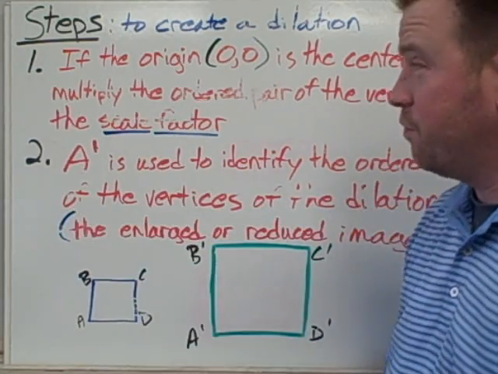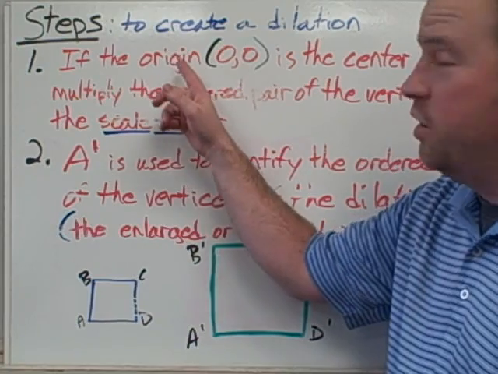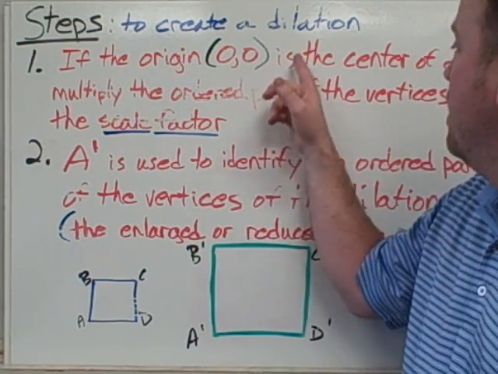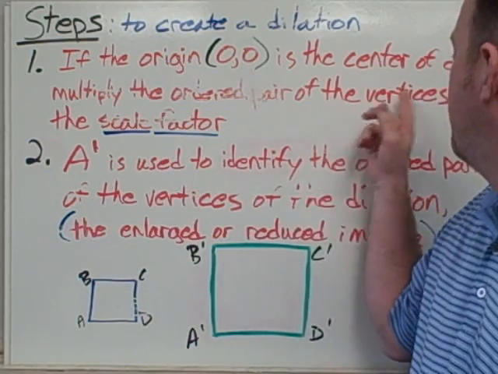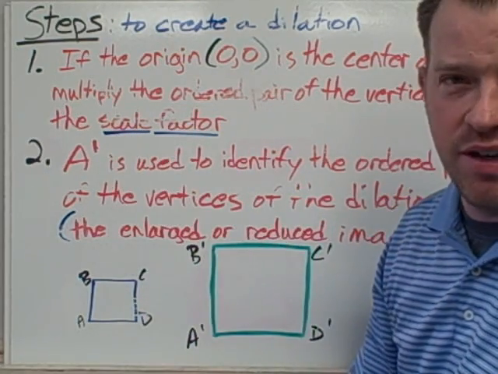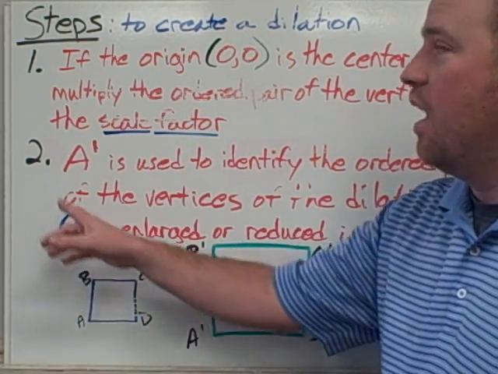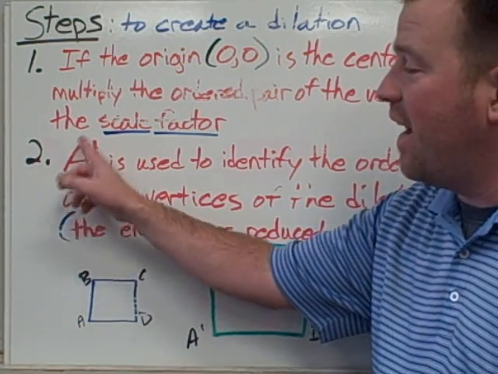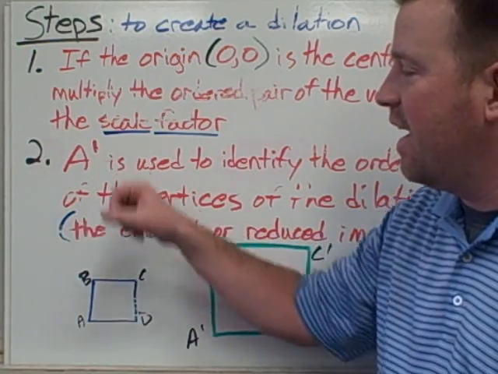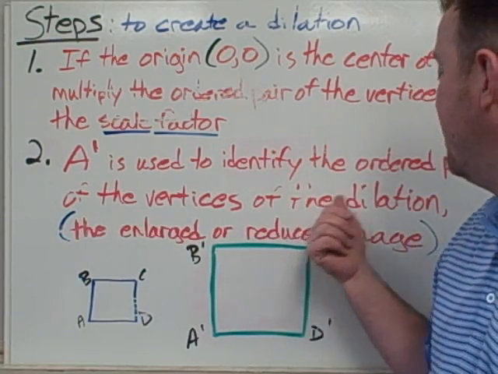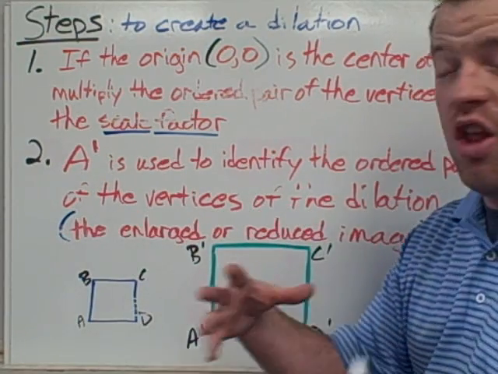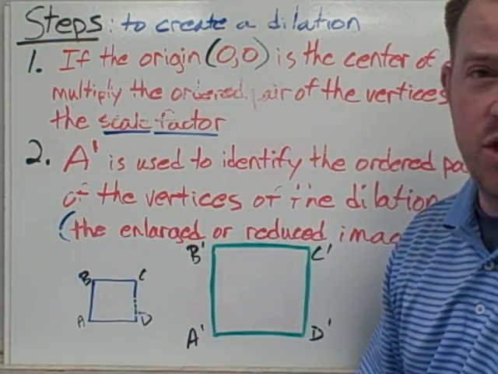Step number 1. If the origin, which is the ordered pair 0, 0, is the center of dilation, multiply the ordered pair of the vertices by the scale factor. We'll look at that in one moment. Step number 2, please understand that A with this hashtag is used to identify the ordered pair of the vertices of the dilation, or of the enlarged or reduced image.